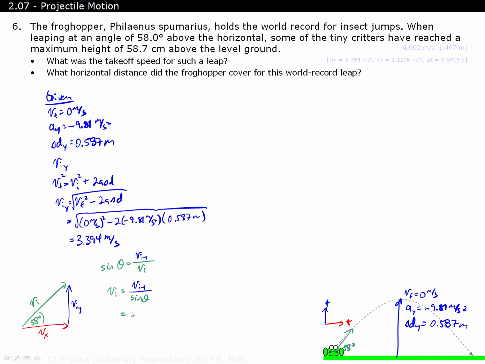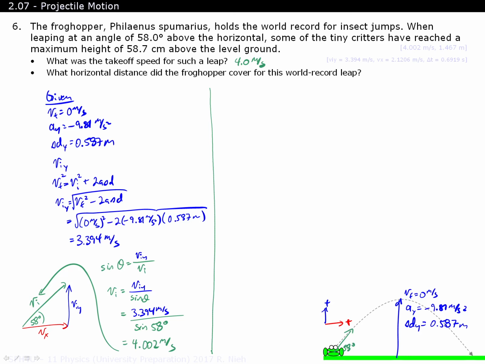ViY of 3.394 meters per second divided by the sine of 58 degrees will give us a much larger speed of 4.002 meters per second. So that is our takeoff speed. Okay, so the takeoff speed of the frog is 4.0 meters per second. And if you were to describe it as a velocity, then yes, it would be 58 degrees above the horizontal. But since it's speed, we'll just drop the direction. That's not necessary.